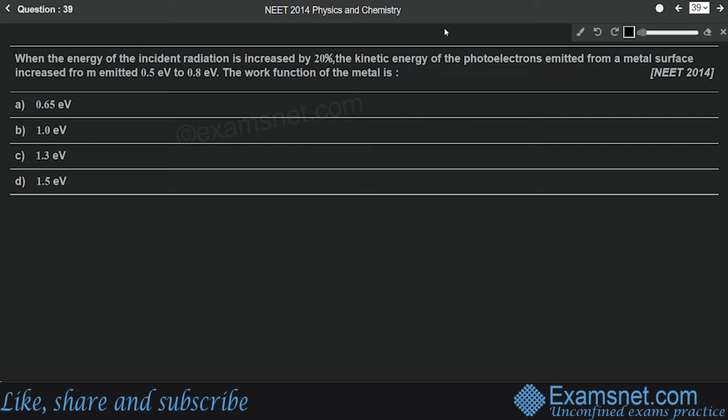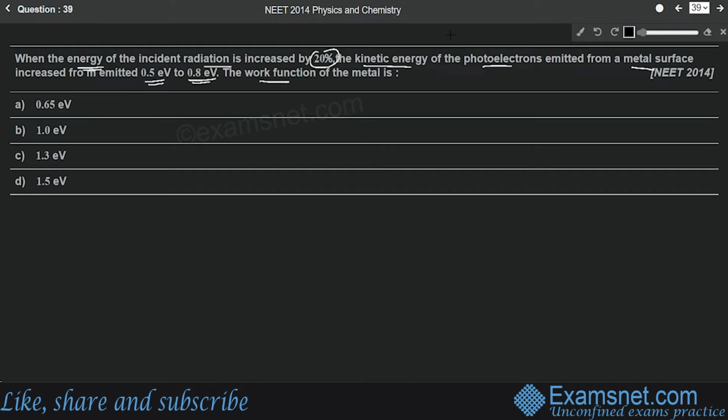Question number 39 is from the chapter Dual Nature of Radiation and Matter, and the question is: when the energy of the incident radiation is increased by 20%, then the kinetic energy of the photoelectrons emitted from a metal surface increased from 0.5 electron volt to 0.8 electron volt.